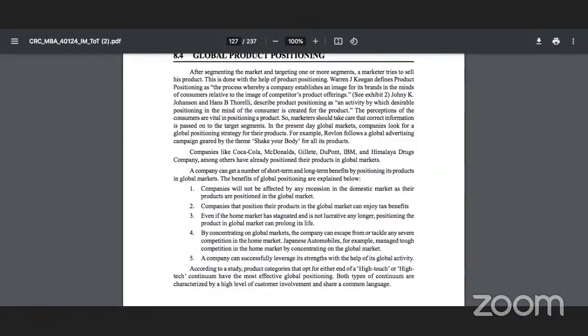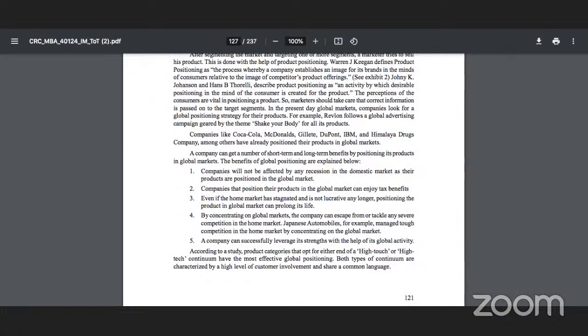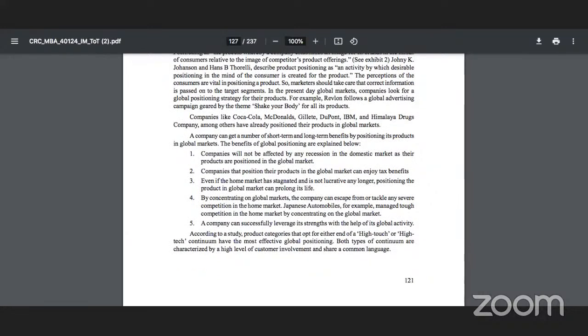Perceptions of the consumers are vital in positioning a product. So, marketers should take care that correct information is passed on to the target segment. Particularly if you're talking in terms of a global positioning strategy for the product, an example that we can consider is that of Revlon. It follows a global advertising campaign geared by the theme Shake Your Body for all its products. Again, looking at companies like Coca Cola, McDonald's, Gillette, DuPont, IBM, Himalaya Drugs Company, there are also companies which have positioned their products well in the global market.